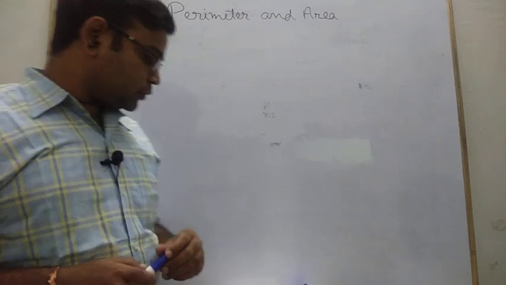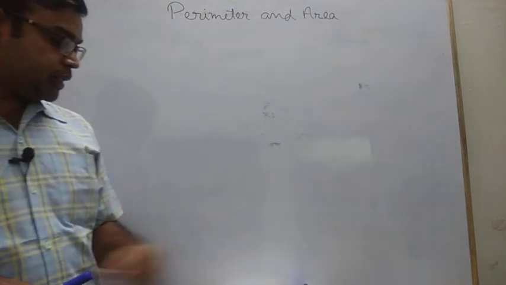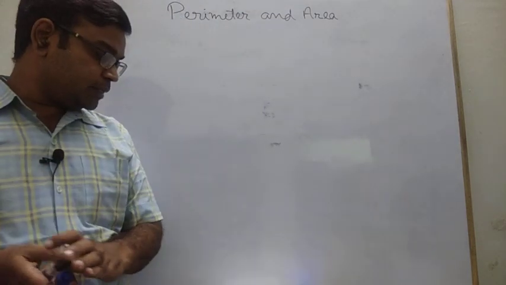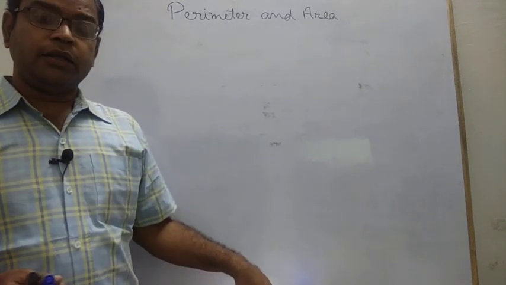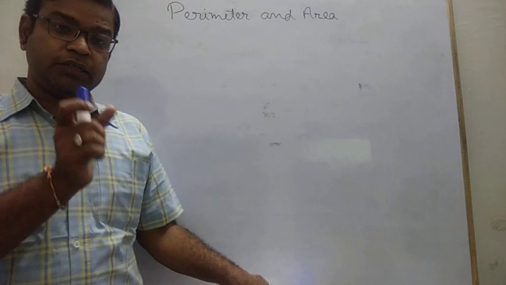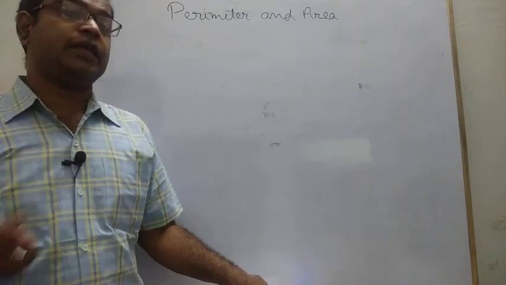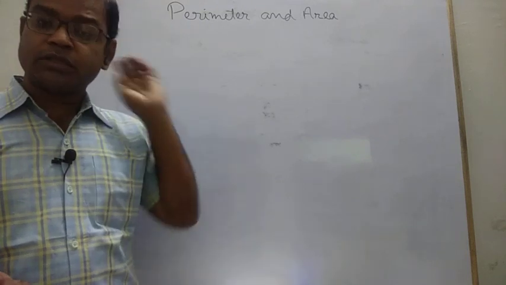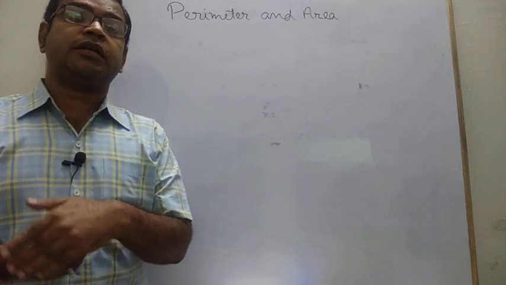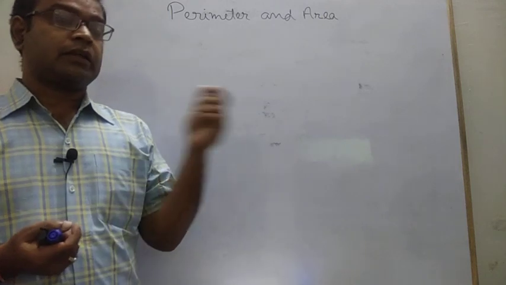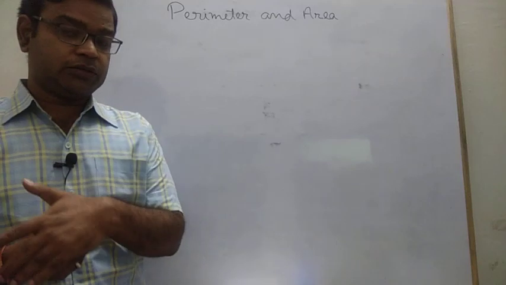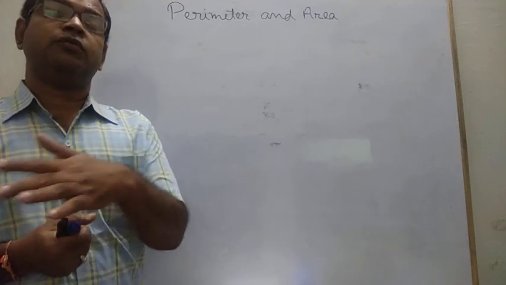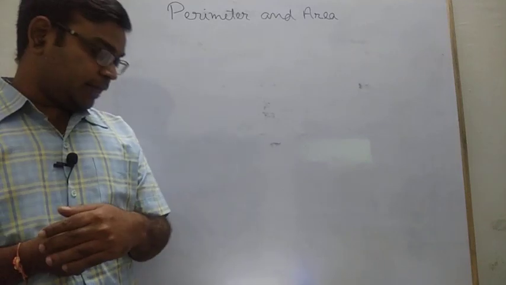A very good question is there. The question says that a floor measuring 7 meter by 2.8 meter. If this type of question comes, always remember that the longest is the length side. So 7 is the longest one, so 7 is the length, and 2.8 is the shortest one, so it is your breadth. So you have the length and breadth.